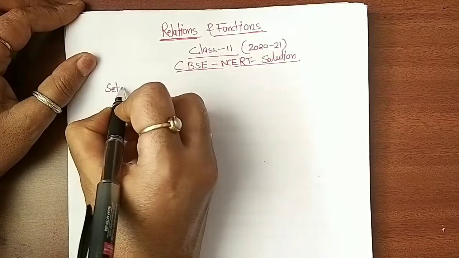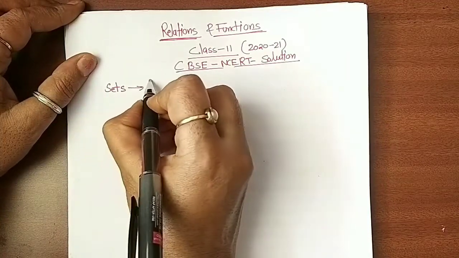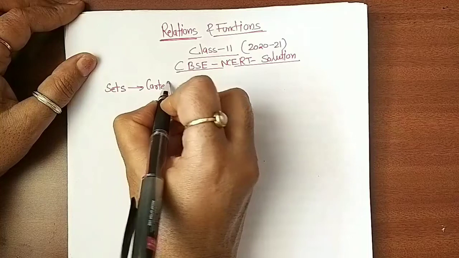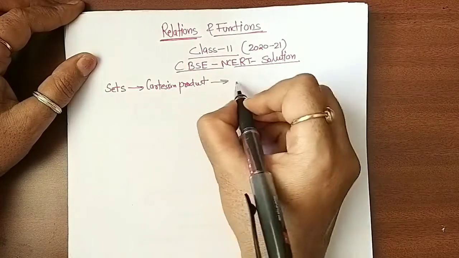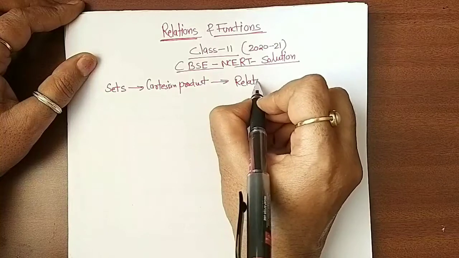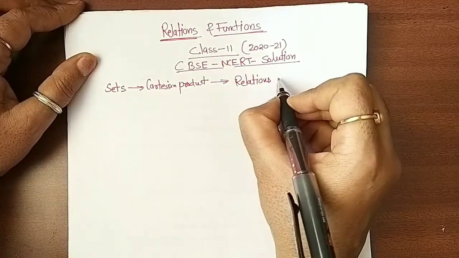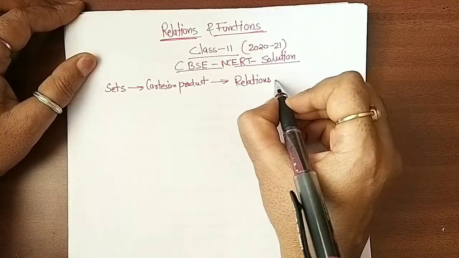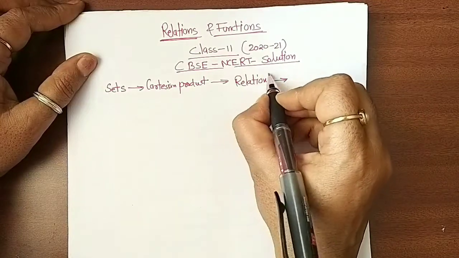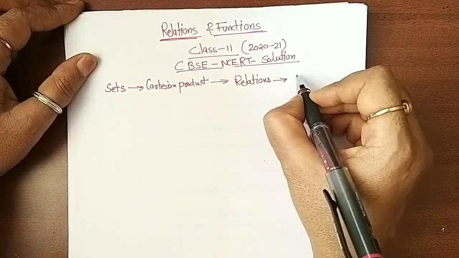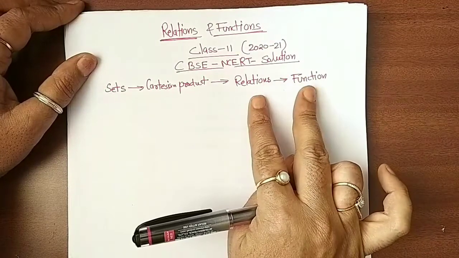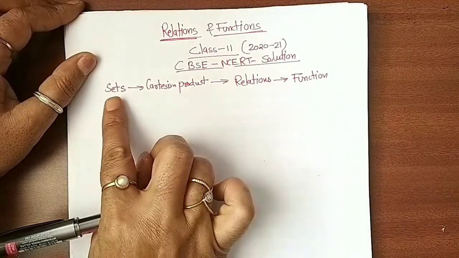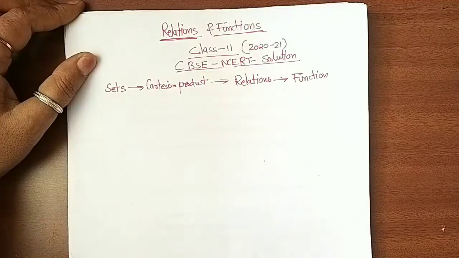What is sets? From sets, how do we get Cartesian products? From Cartesian products, how do we get relations? And then from relations, what are the different types of relations which can be considered as functions? Okay, so before we learn about relations and functions, I want to tell you a little bit about sets.